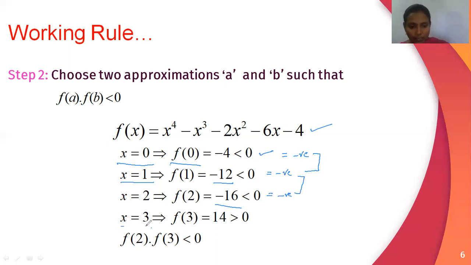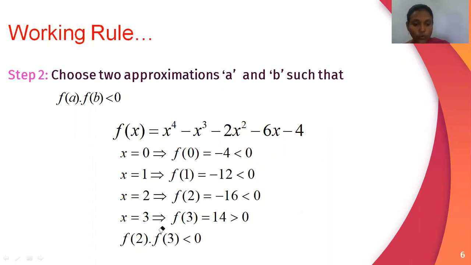Now x is 3, then what is the functional value? For f(3), replace x equal to 3 in the given equation. We got it, the value is positive. So what do we say here? The root lies between opposite signs. Replacing x equal to 2, f(2) is negative, and replacing x equal to 3, f(3) is positive. So at x equal to 2 and x equal to 3, we got opposite signs. That's why the root lies between 2 and 3.